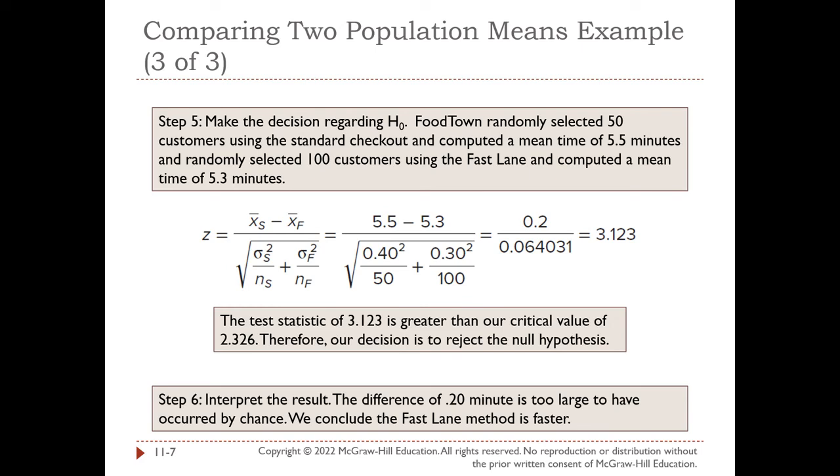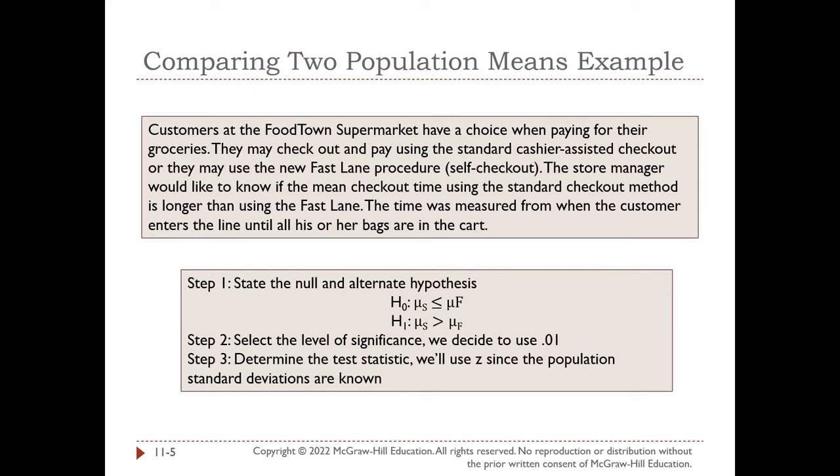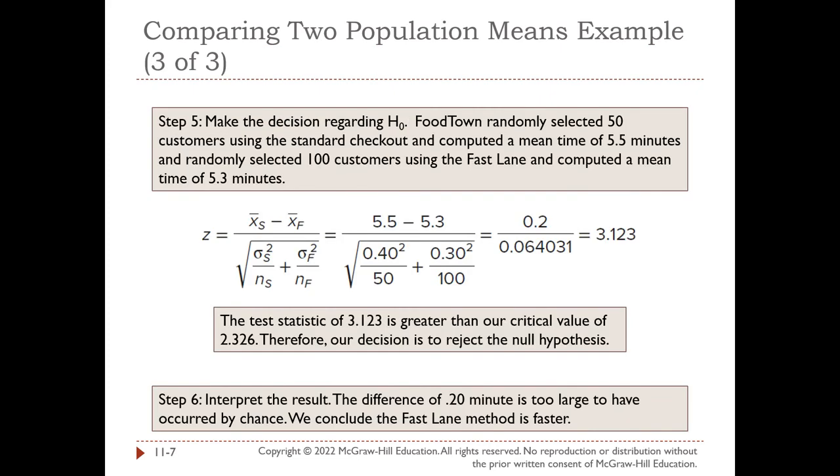So again, Food Town is going to randomly select 50 customers. This is added on to our problem right here. From the 50 customers using the standard checkout and compare a mean time of 5.5 minutes. And they have selected 100 customers using the fast lane and computed a mean time of 5.3 minutes.